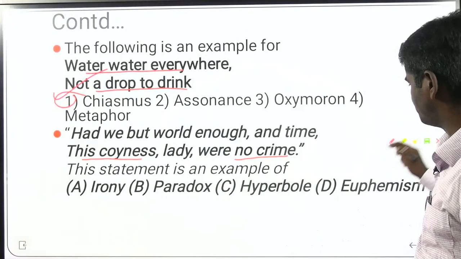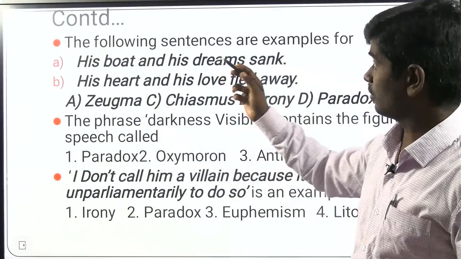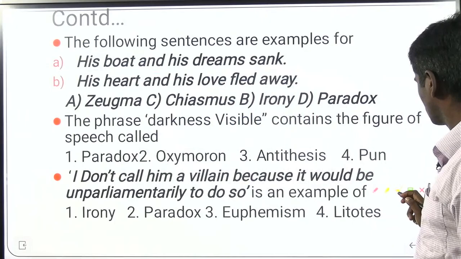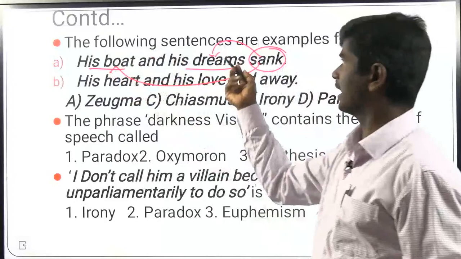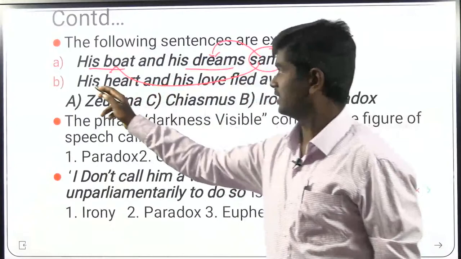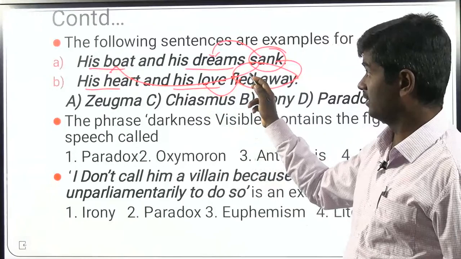Next, you can see, my friends, the following sentences are examples of zeugma. Wonderful, the latest examples. His boat and his dreams sank. This sank can be attributed to his dreams, and to his boat: his boat sank, his dreams sank. And his heart and his love fled away. This fled away applies to his love and his heart too. So, best example for zeugma.